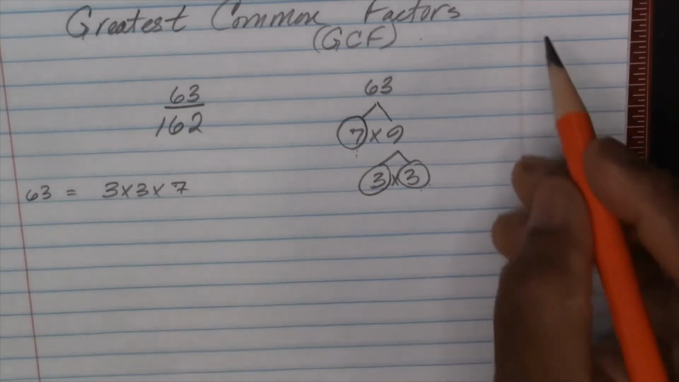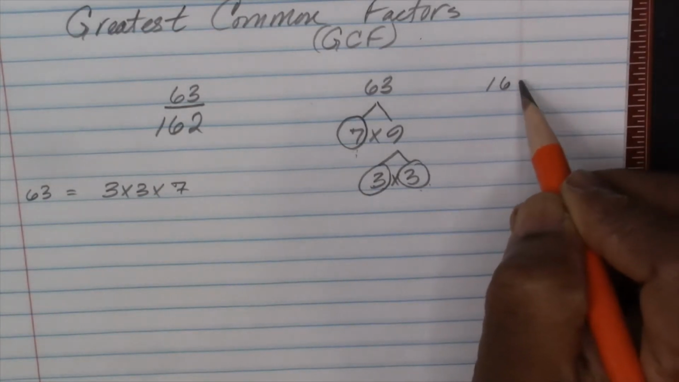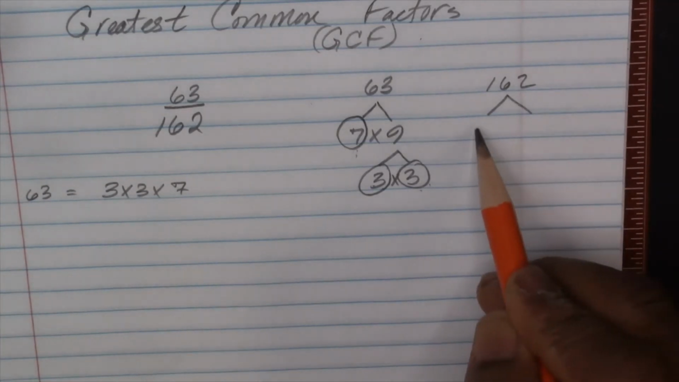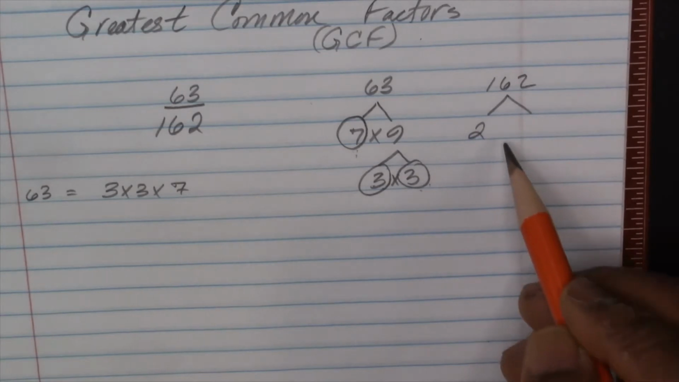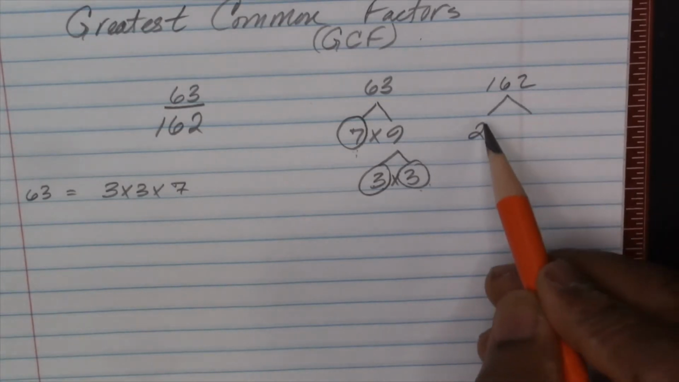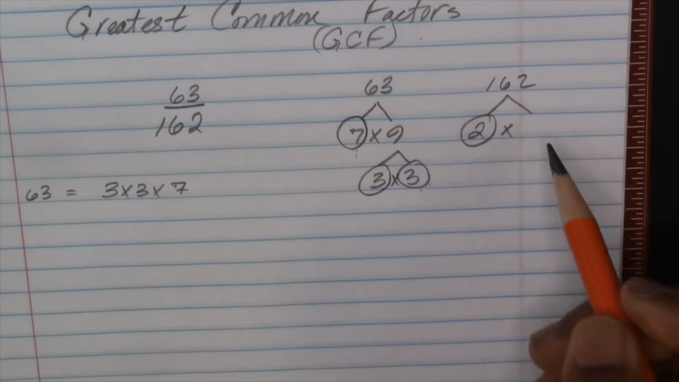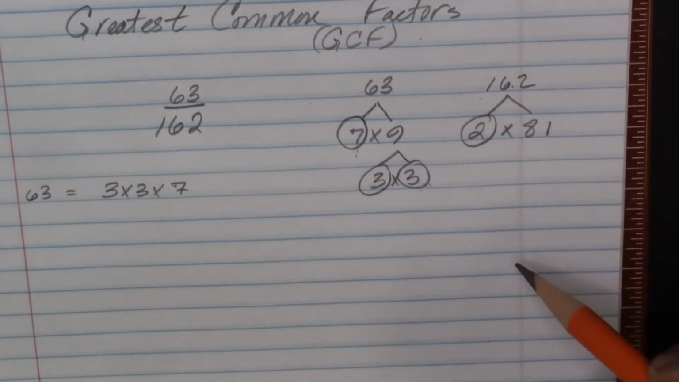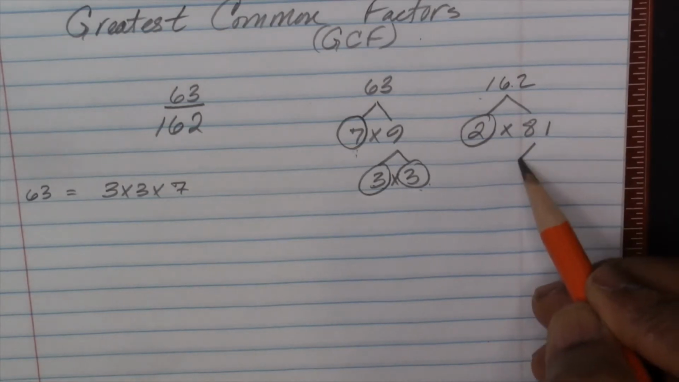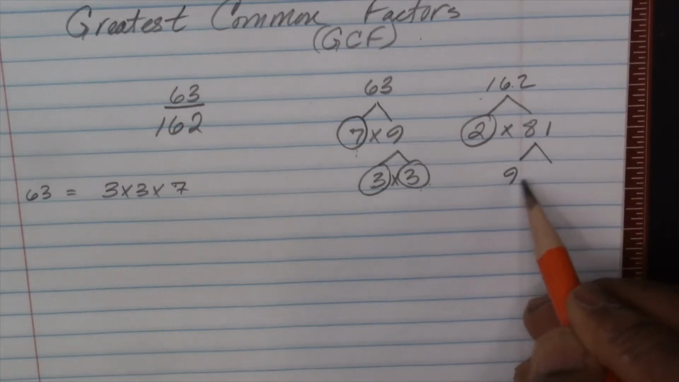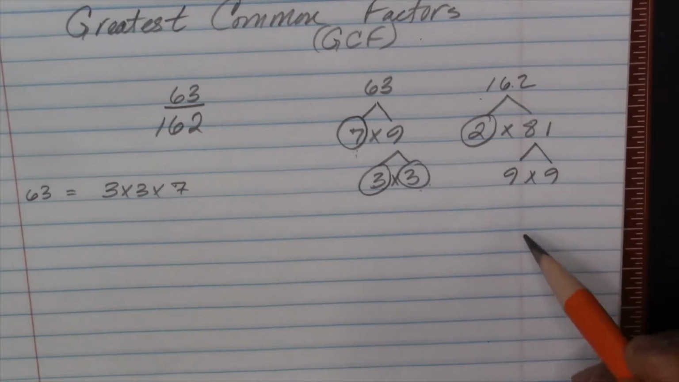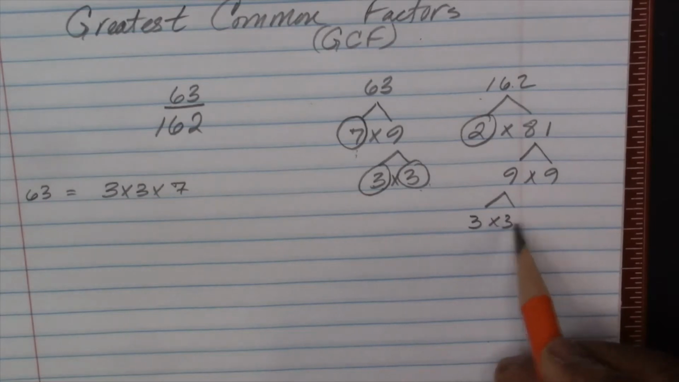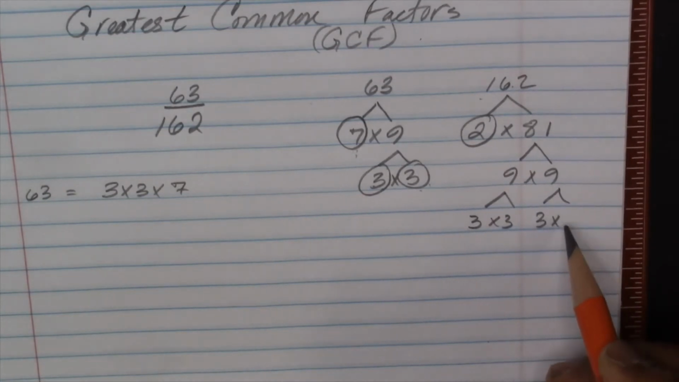All right, let's factor out 162. And this should be interesting because I don't know my multiplication facts that well, but I do know that 2 goes into 162 evenly because 162 is an even number. 2 is a prime number, and 2 goes into 16 eight times, 81. 2 times 81 equals 162. I know that 81 is a perfect square, so it's 9 times 9. It's not prime, I can break it down. And I know 9 can be broken down to 3 times 3, and that means this is also 3 times 3.